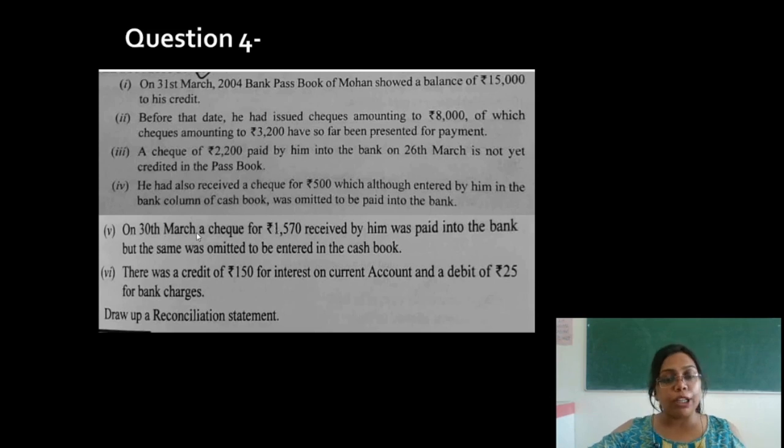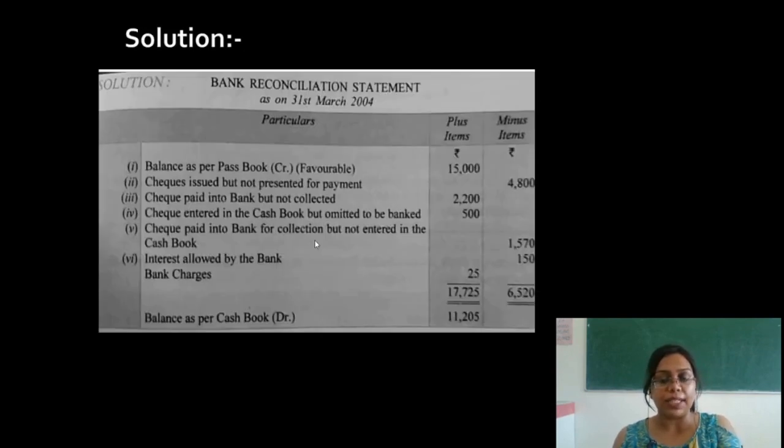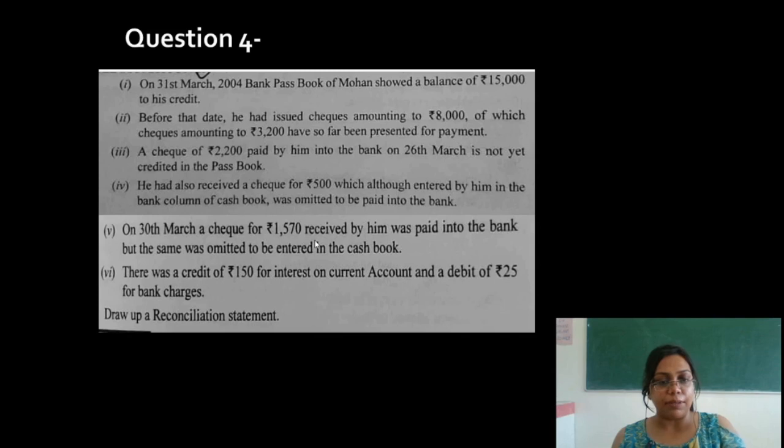On 30th March, a check of rupees 1570 received by him was paid into the bank, but it was omitted to be entered in the cash book. So again, a check was received by him. He paid it into the bank, but it was not entered in the cash book. He forgot to enter this in the cash book. So now I'll have to deduct this 1570 rupees from my BRS to balance my passbook and cash book. You can see here 1570 rupees has been deducted and written in the minus items.